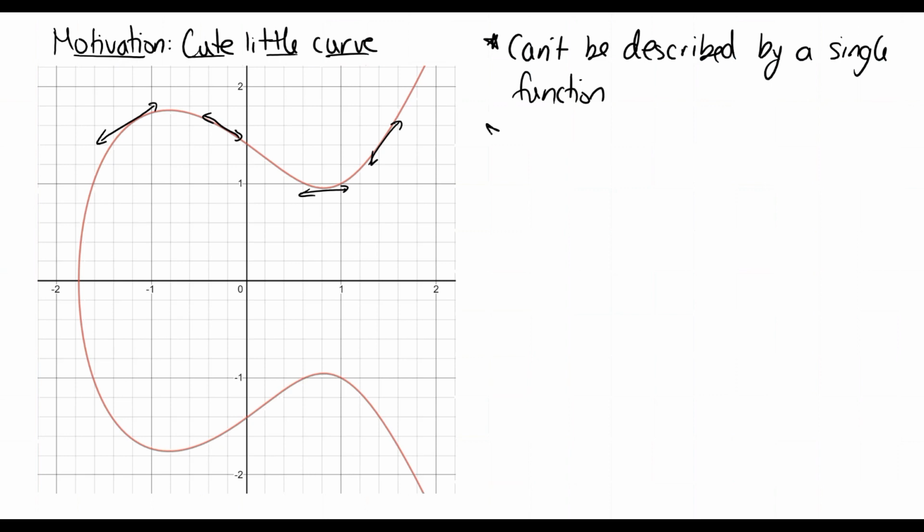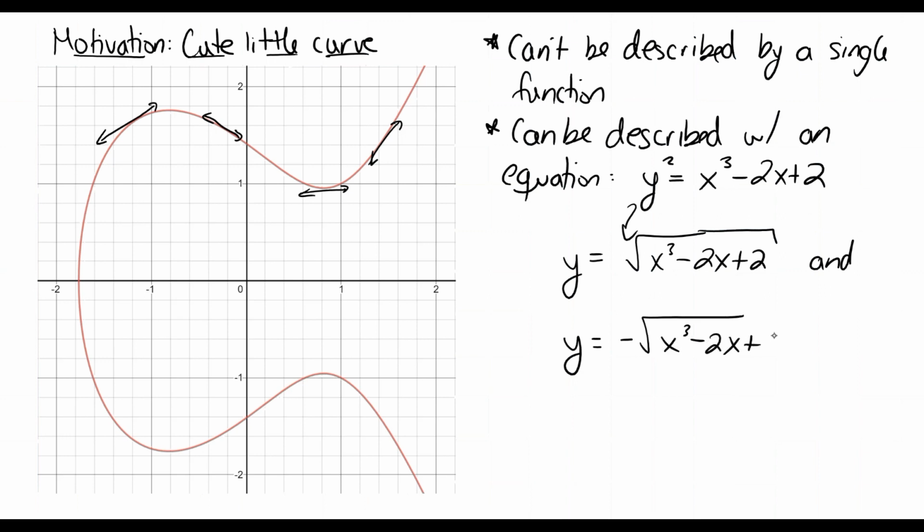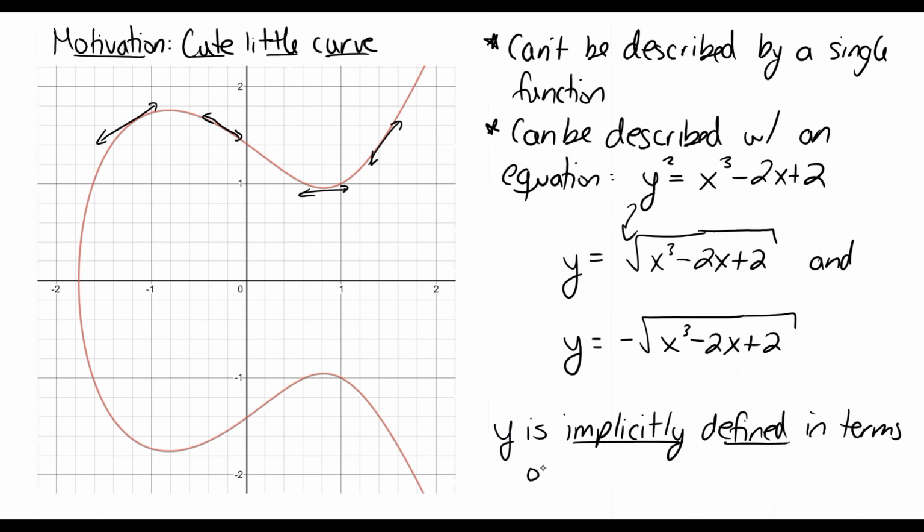Even though we cannot represent this curve with a function, we can represent it with an equation. The points on this curve satisfy the equation y squared equals x cubed minus 2x plus 2. We can then describe the curve using two functions. y equals square root of x cubed minus 2x plus 2 is the top part, and y equals minus square root of x cubed minus 2x plus 2 is the bottom part. y then is defined by x using several functions. In other words, y is implicitly defined in terms of x. We can use this fact and use the equation y squared equals x cubed minus 2x plus 2 to find dy dx. This is called implicit differentiation.